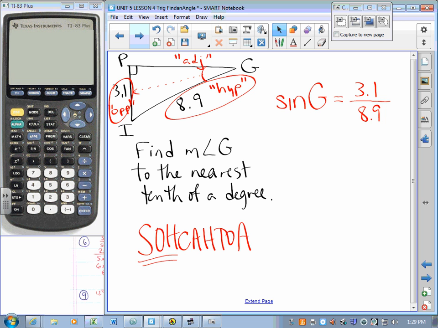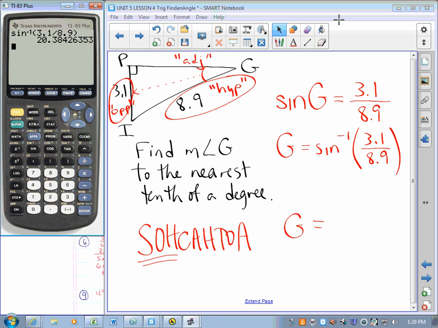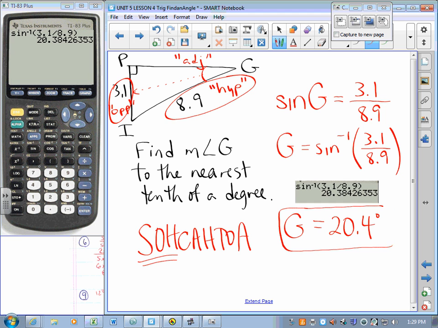Well, we go to our calculator and we say, I want the angle whose sine is 3.1 divided by 8.9. Because G is the inverse sine of 3.1 over 8.9. G is the angle whose sine is that fraction. And there it is. We're going to round appropriately, to the nearest tenth of a degree. Looks like 20.4 to me.